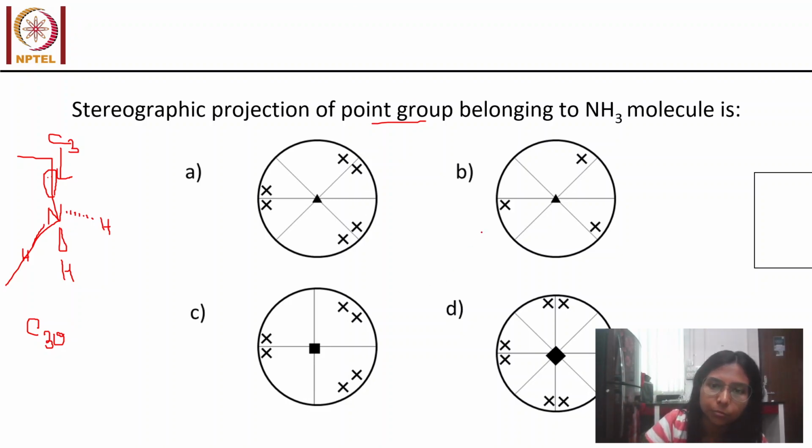But point group and molecular symmetry are used to denote the same thing. So if the molecular symmetry is C3v, then what will be the point group? We first have to find out the point group here. At first we have this C3, which is the principal axis. So at the onset we can write 3.